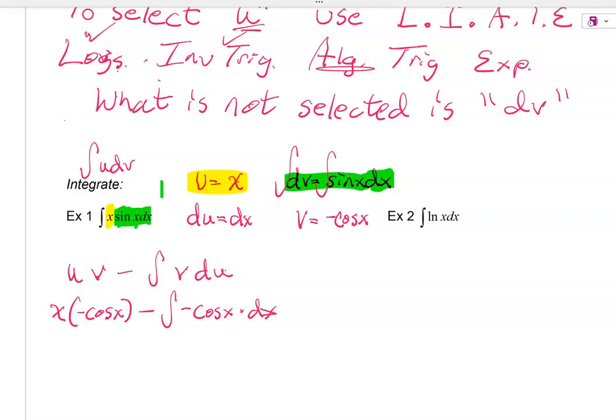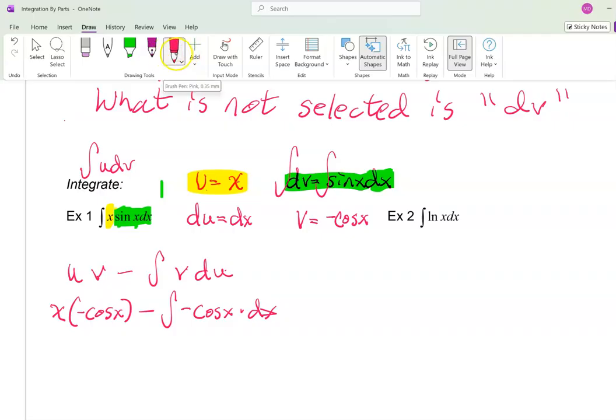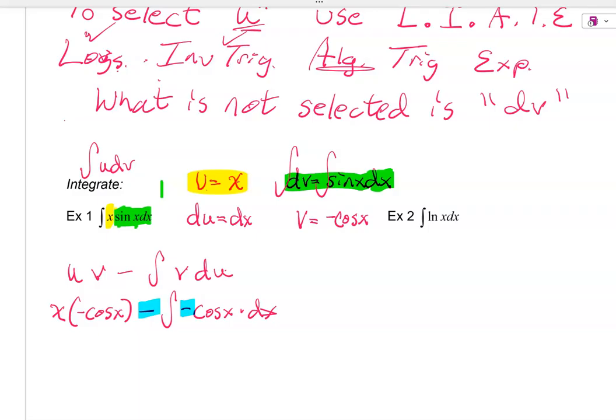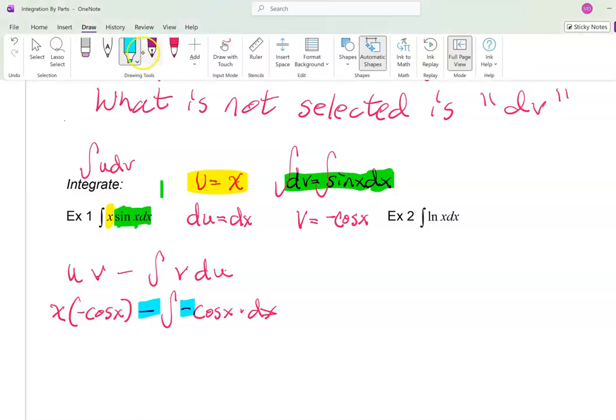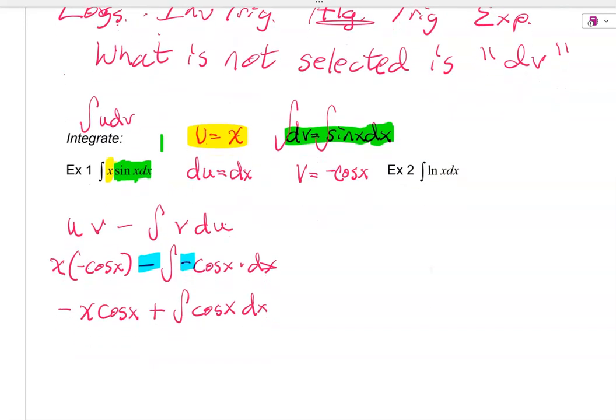Look at that. Now, I want to point something out to you very quickly, stating the obvious. We can see there's a minus and a minus right here. Well, let's get to work. The x times negative cosine of x, we have negative x cosine of x right here. Minus and a minus make a plus. You see, brand new problem where now I have such an easier integral.